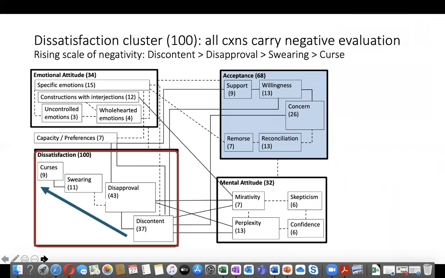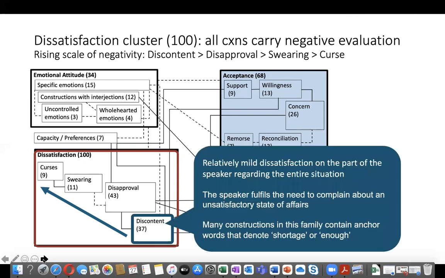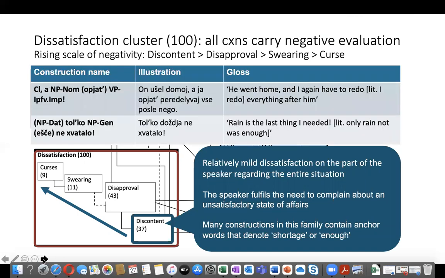The largest group of attitude constructions express various kinds of dissatisfaction. All constructions of this cluster carry negative evaluation and constitute four distinct families that form a rising scale of negativity, from discontent to disapproval, swearing, and curse. The discontent family shares the semantics of relatively mild dissatisfaction on the part of the speaker towards the situation. Many constructions in this family contain anchor words that denote shortage or enough. Только дождя не хватало. Rain is the last thing I needed.